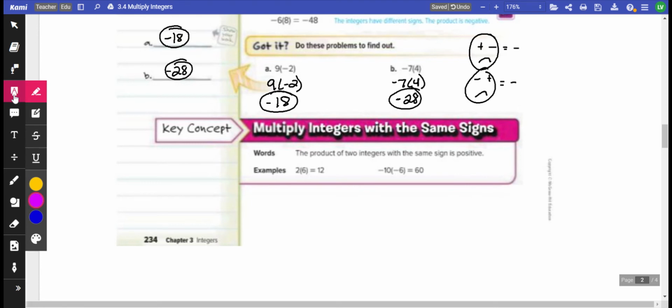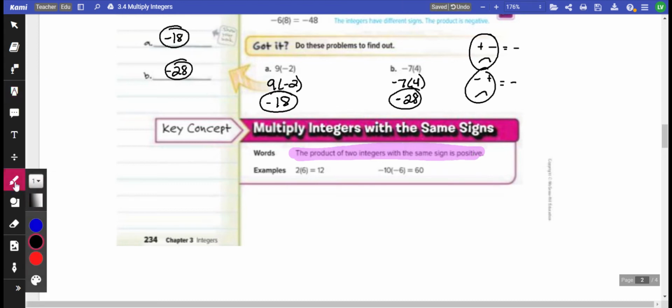So the product of two integers with the same sign is positive. I'm going to emphasize that with highlighting. The product of two integers with the same sign is positive. So 2 times 6 equals 12. So this is a positive times a positive. Well, look at this person is awake. They're happy. That's a good thing. Then the second problem has a negative times a negative. And that gives you an answer that's a positive. So a negative times a negative, well, this person's sleeping. That's a good thing.